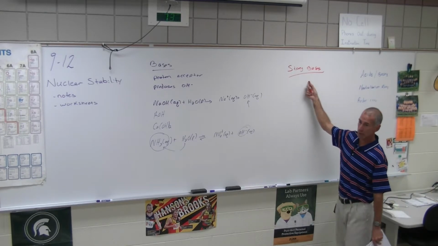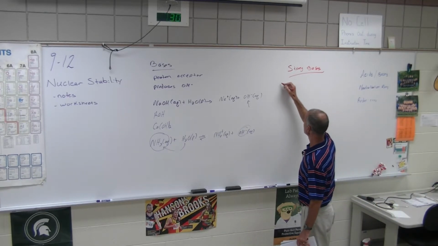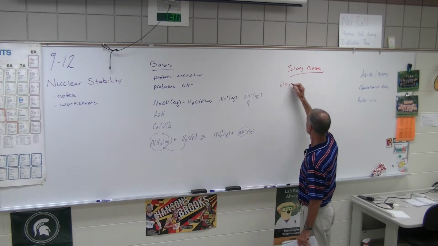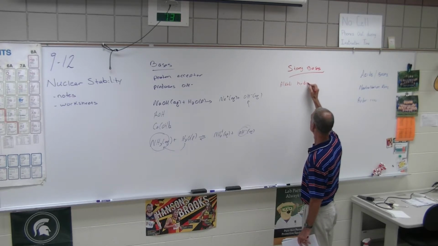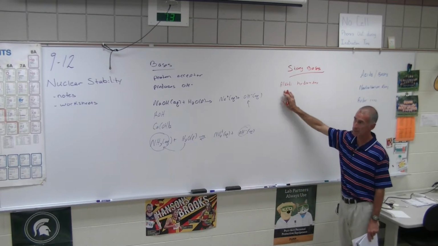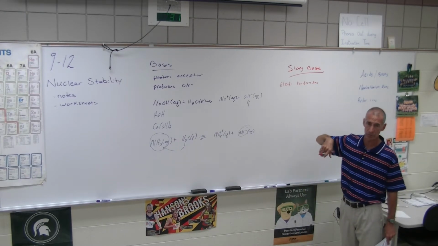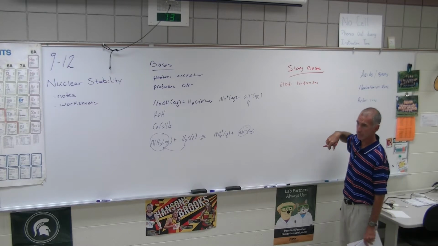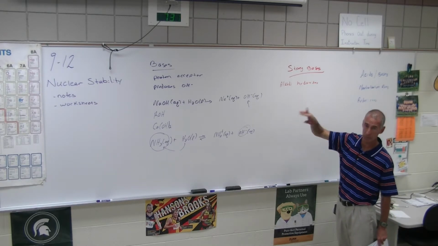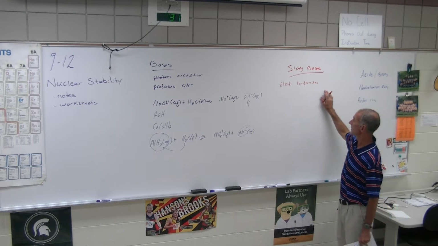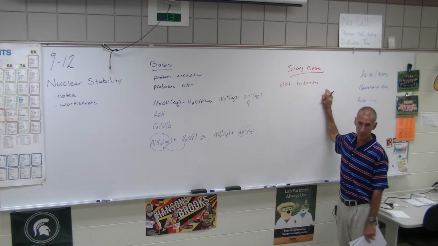All right, so for strong bases, we have the alkali hydroxides. So group 1A hydroxides: anything in group 1A would be a strong base. Sodium hydroxide, lithium hydroxide, potassium hydroxide, rubidium hydroxide, cesium hydroxide. Anything for the group 1A hydroxides.